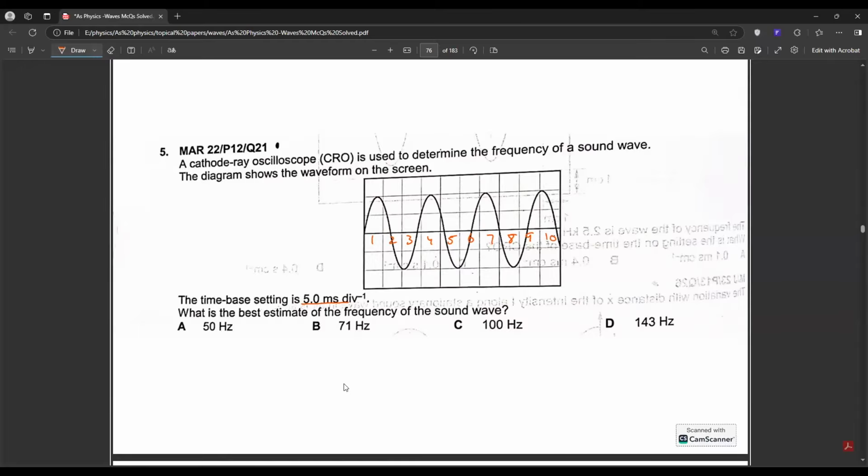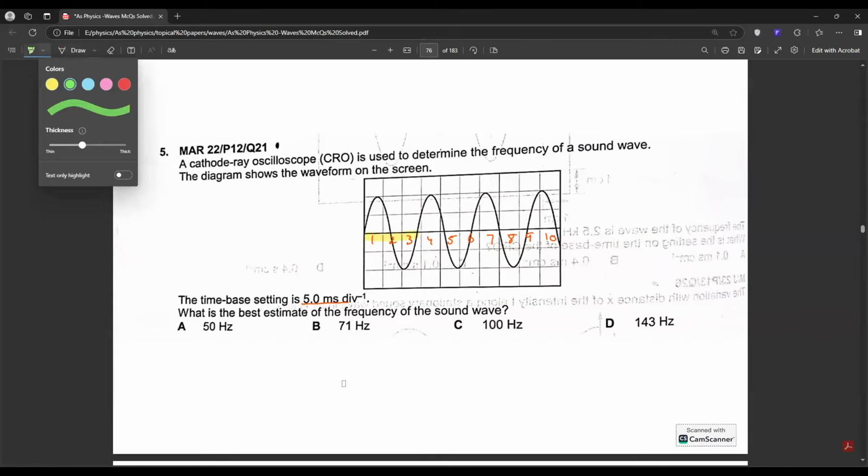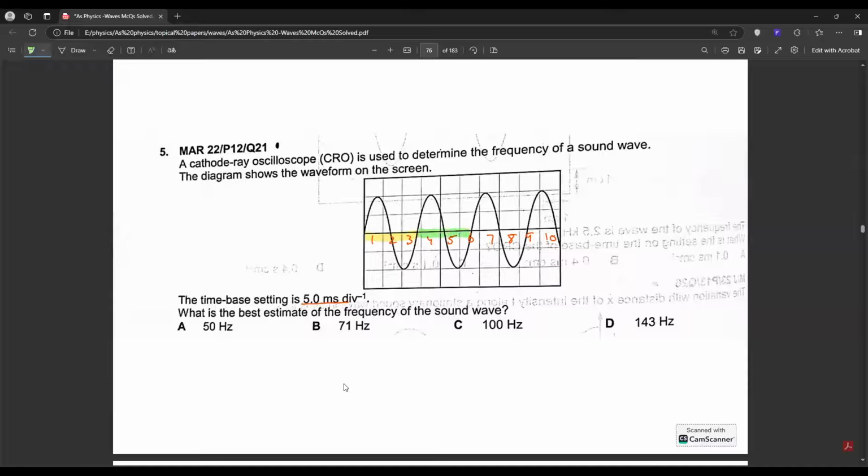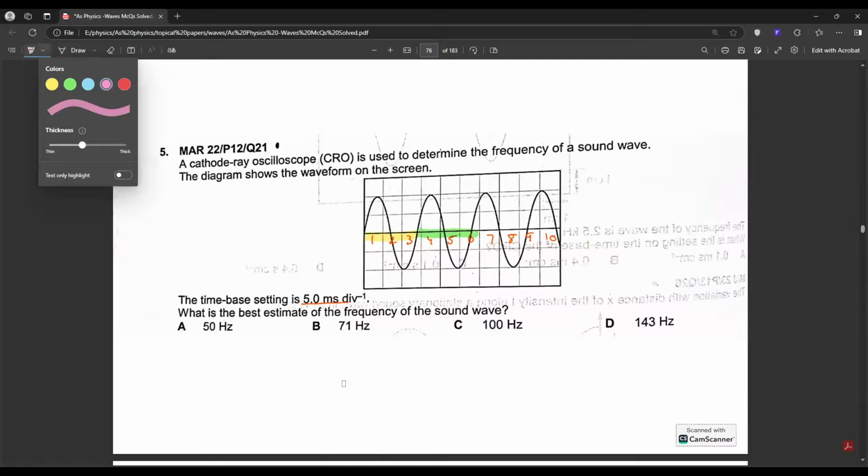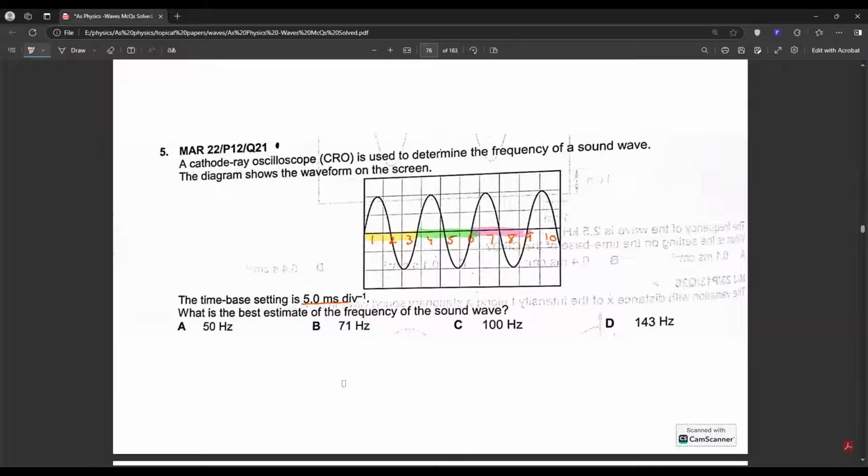Basically, 10 boxes is allowing you to cover how many waves? 1, 2, 3, and 3.5. So 10 boxes equal how many waves? 3.5 waves or 3.5 lambdas. One wave, or one lambda, will be covered in how many boxes? Let's call it X. Can I calculate the number of boxes?